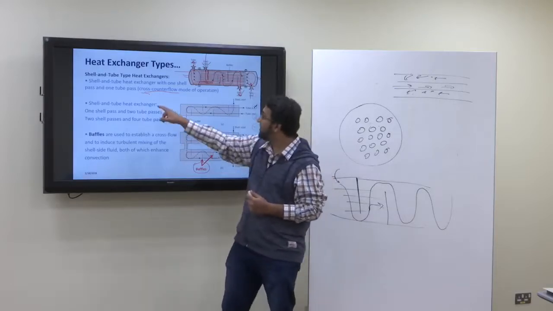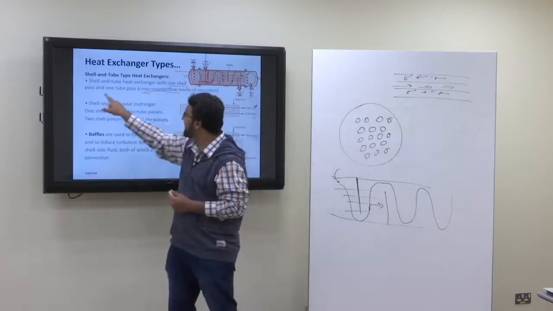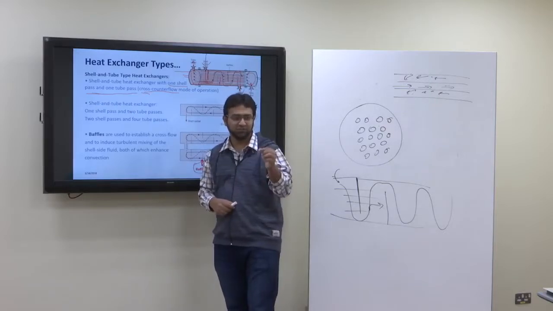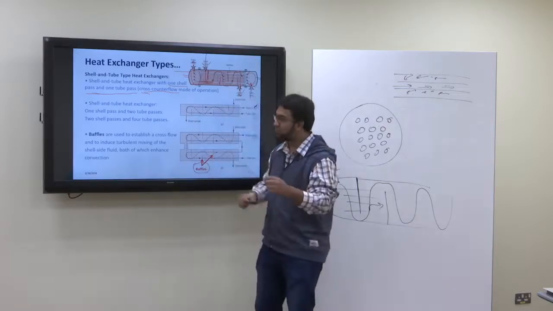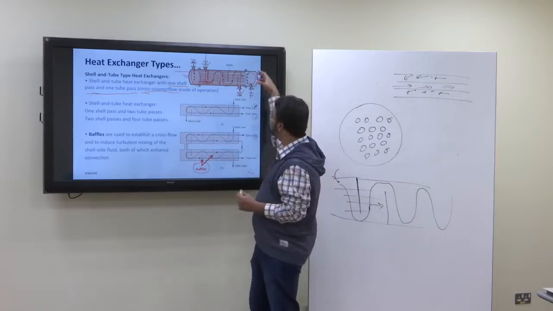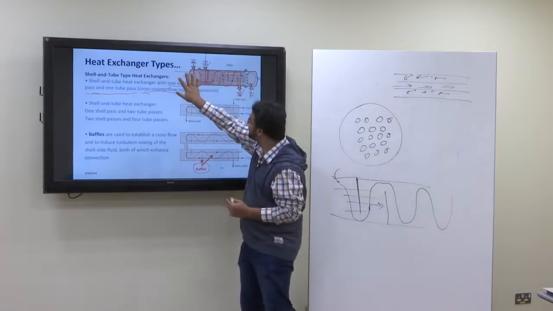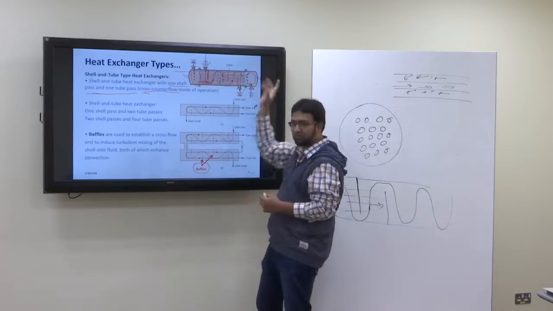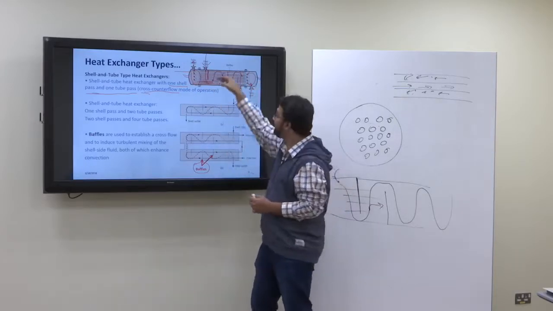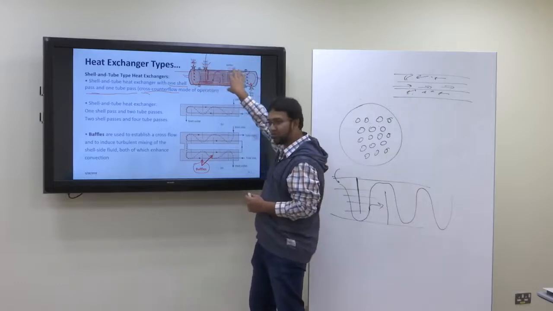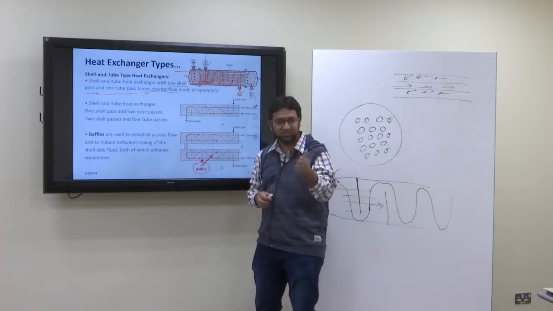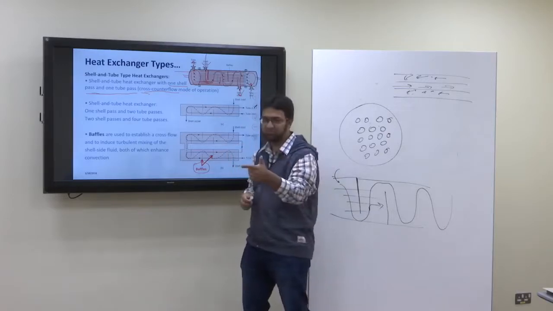Now this is a shell and tube heat exchanger with one shell pass and one tube pass. It is important for you to understand the passes. The tube side fluid enters, passes through the length of the heat exchanger one time and leaves. The shell side fluid enters, passes through the body of the heat exchanger one time and leaves. That's why it is shell side one pass, tube side one pass.